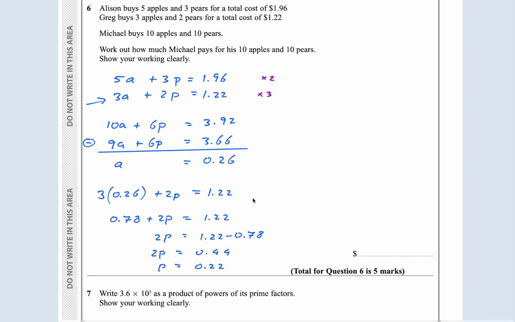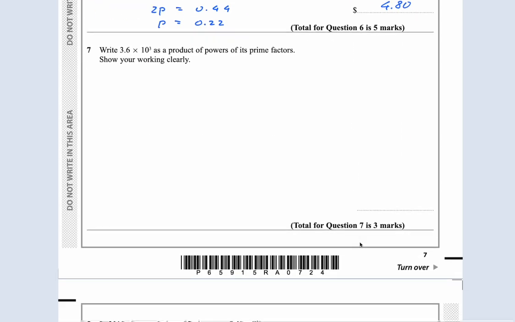Okay, so now we have an apple and we have a pear. 10 apples is 10 times this, which is 260. And 10 pears is 10 times this, which is 220. So the total of 10 apples and 10 pears is this plus this, which is $4.80. So this is $4.80. Okay, that is question 6.